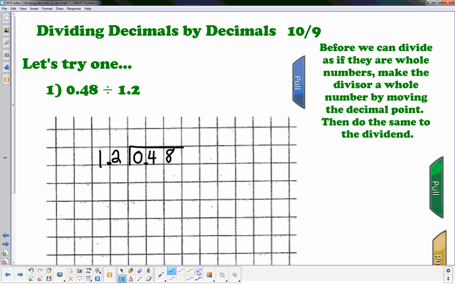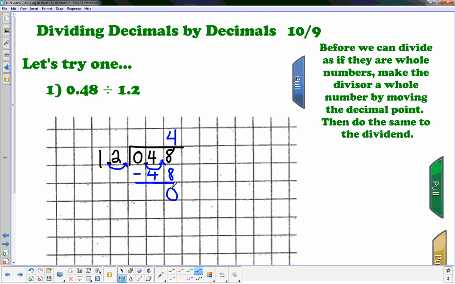So let me just explain a little more. I want to make this into a whole number. So I'm going to move the decimal point 1 time, so now I'm dividing by 12. And I'm going to move the decimal 1 time here. So now I've got 4 and 8 tenths divided by 12. Well, what's 48 divided by 12? That gives me 4. 4 times 12 is 48.